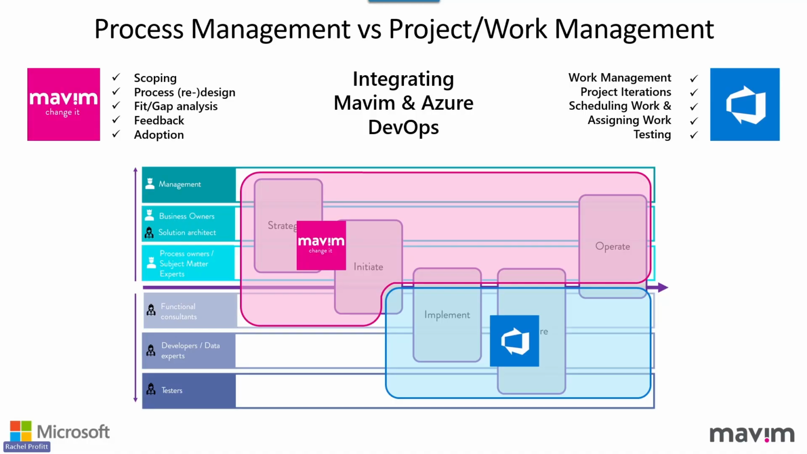While you use Azure DevOps to help you manage the project, the work that needs to be done, the iterations, scheduling, and assigning that work, as well as the testing process and documenting the details of testing for your particular project. And so I think this slide gives you a nice little visualization of where Mavim plays well and where Azure DevOps plays well. We do think that it is a better together, but many of these things can be done in Azure DevOps, but certain things like process redesign, for example, Azure DevOps does not have any features or functionality to help with that.